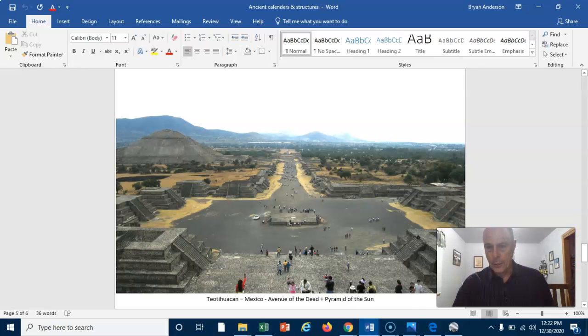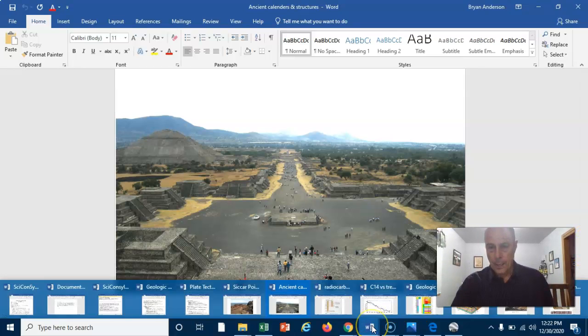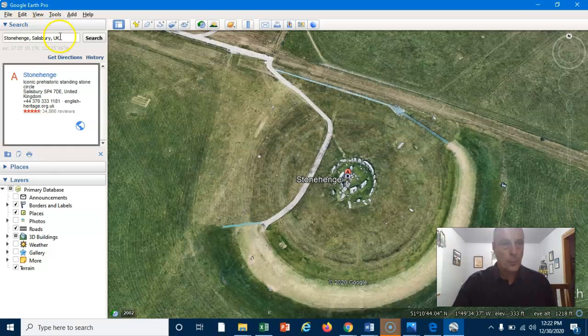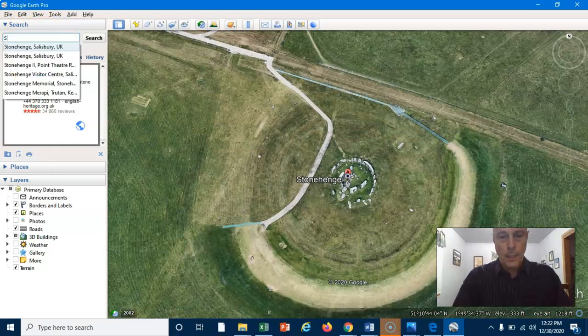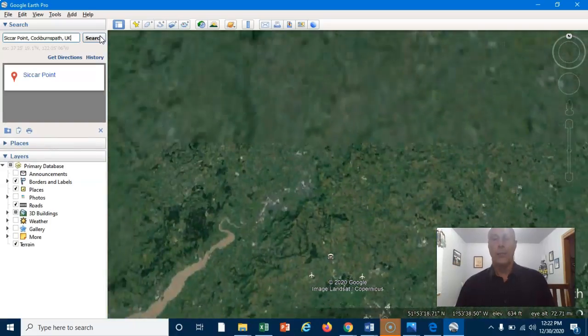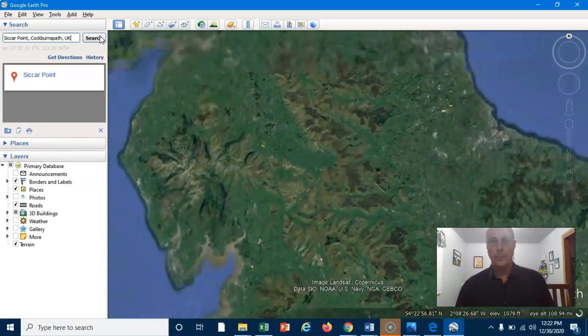I want to show you a picture here now of a spot in England, and maybe we'll look at that spot if I can find it. It's called Sycamore Point, Cockburnspath, UK. So this is southeastern Scotland, where we're going to.